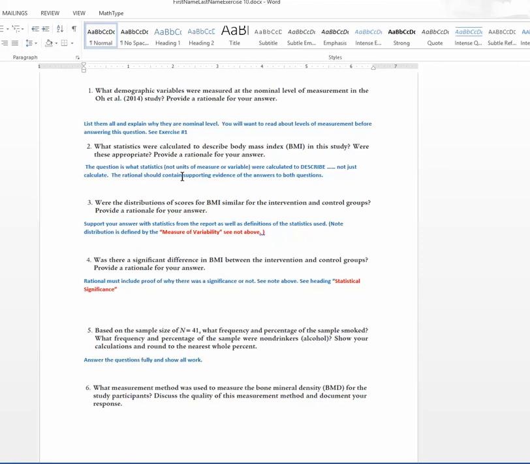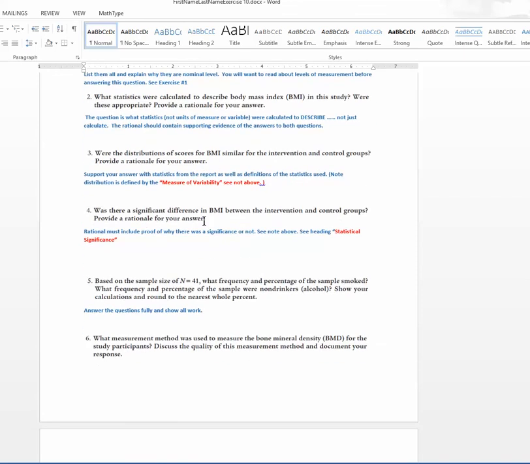Number 2, the question is what statistics, not units of measure, but what statistics are calculated. So what are the statistics that are described in the table? We're not looking for units of measure. Units of measure would be inches or feet or pounds or something like that. We're looking for statistics. Statistics are things that take data and combine it in such a way that we can describe the group with a single number, such as a mean or a median or a standard deviation. Those are considered statistics, T statistics, things like that.